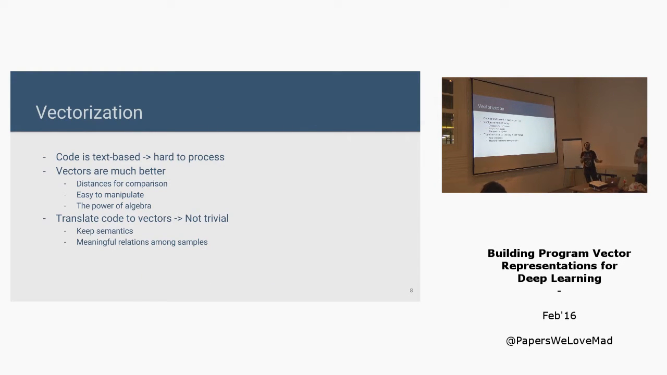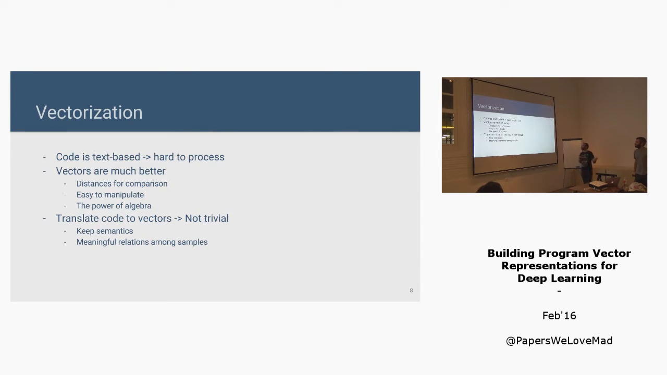So to get that to work, we need to vectorize our input, because we cannot just put in anything we want. Code, the same as natural language, is text-based. So it's hard to process with this because we need to put in numbers. So we need to convert to vectors, and we need to do steps for that.